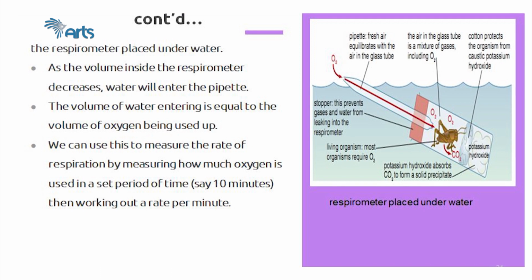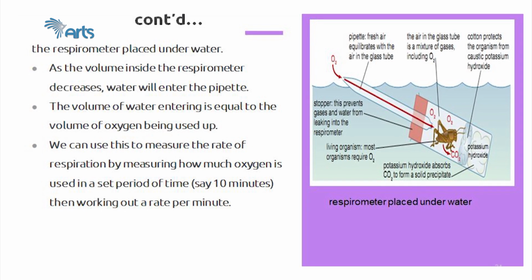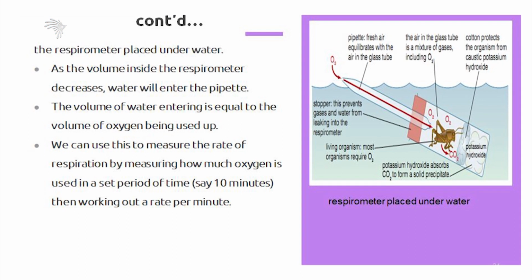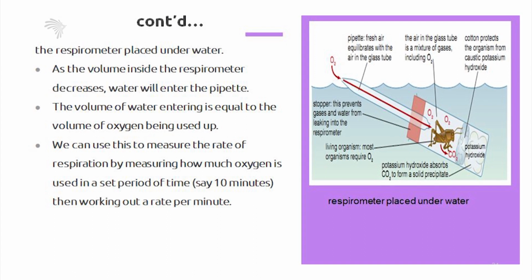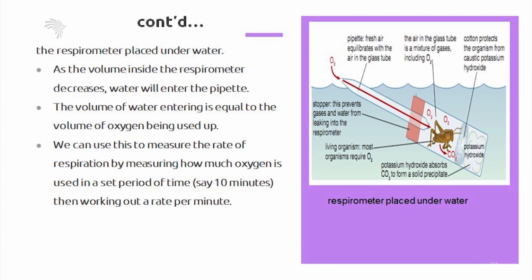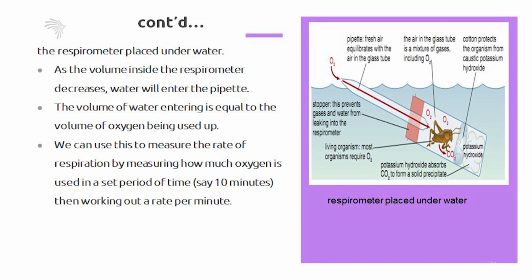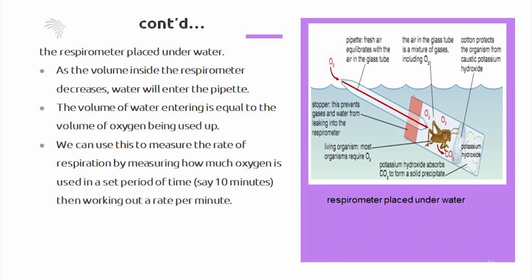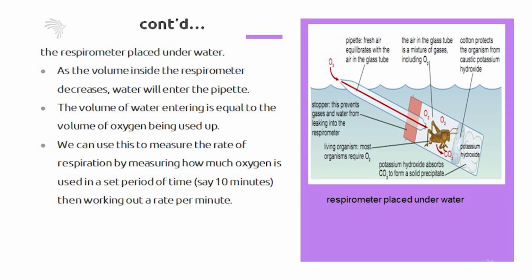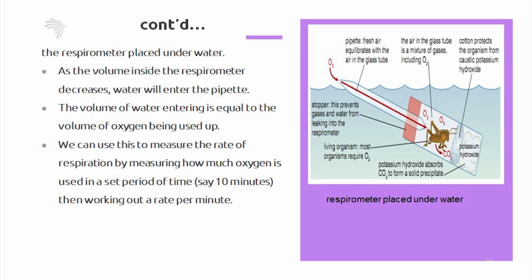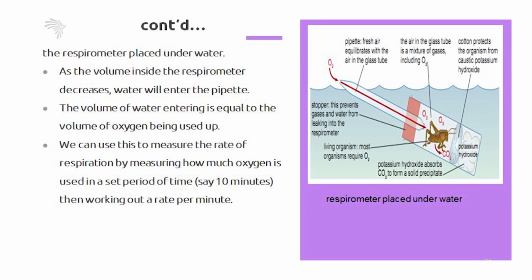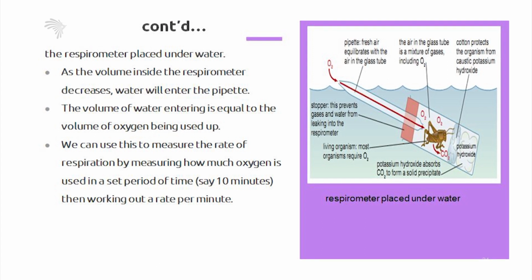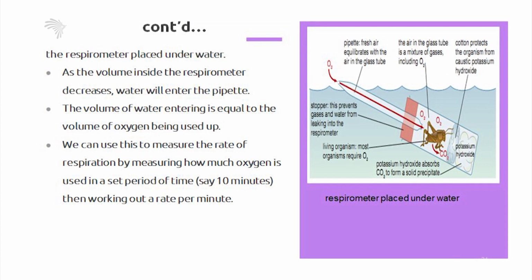Respirometers come in several different forms, but they all work on the principle that oxygen is used in aerobic respiration and carbon dioxide is produced. The overall summary equation of the aerobic respiration of glucose is indicated here. This is how a respirometer measures. The respirometer is placed underwater, and as the volume inside the respirometer decreases, water will enter the pipette. The volume of water entering is equal to the volume of oxygen being used up. We can use this to measure the rate of respiration by measuring how much oxygen is used in a set period of time, say 10 minutes, then working out a rate per minute.